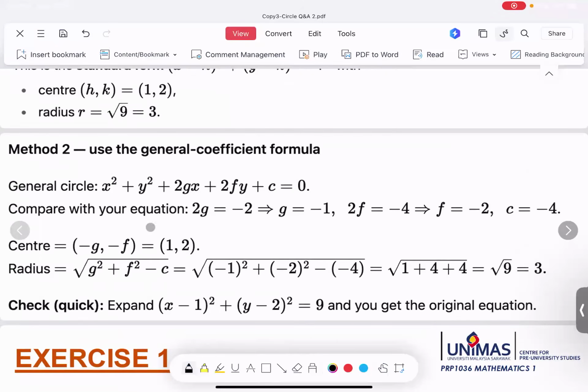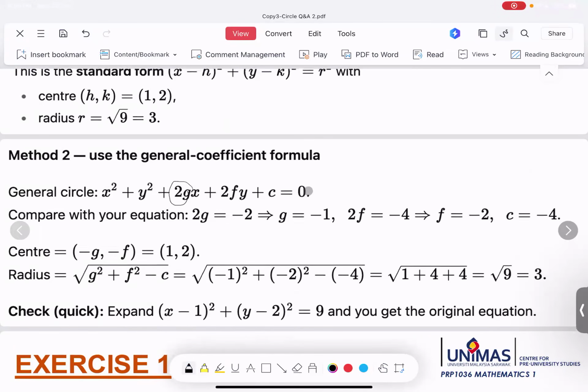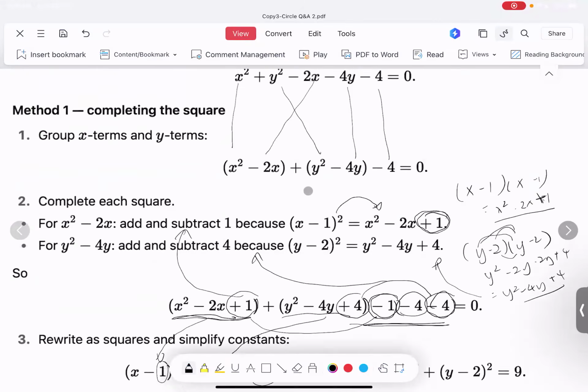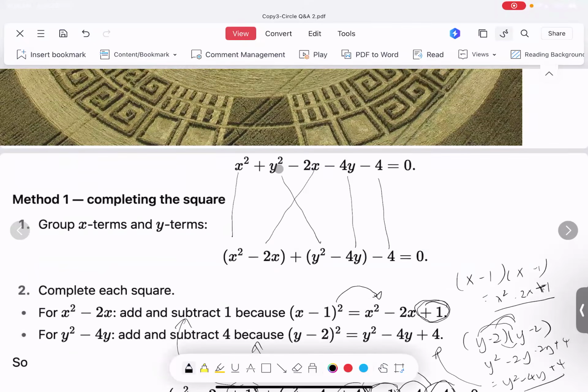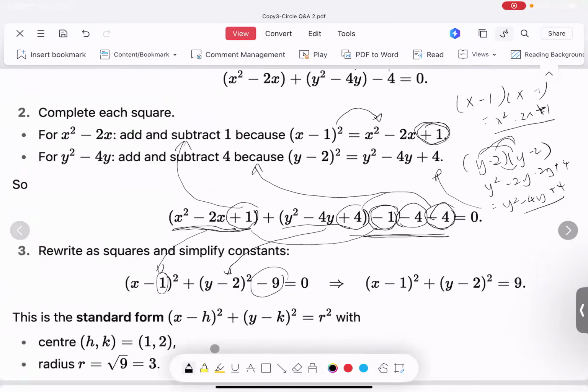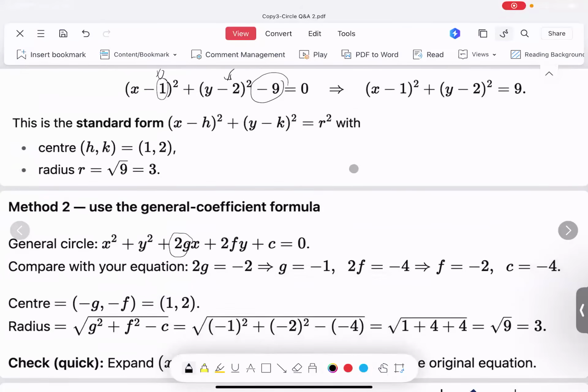What if we are using the general coefficient formula, method number 2? We use this general circle formula: x squared plus y squared plus 2gx plus 2fy plus c is equal to 0. So compare 2g with your question here. 2g is actually negative 2. Again, come back to here. 2f represents negative 4. So I already wrote here that 2g equals negative 2. g is negative 1 because negative 2 divided by 2 gives negative 1.